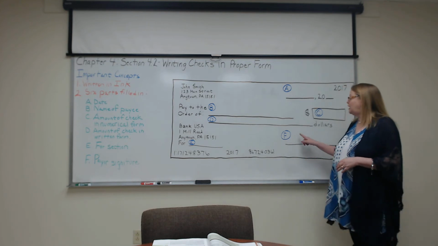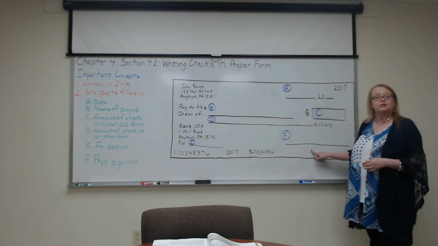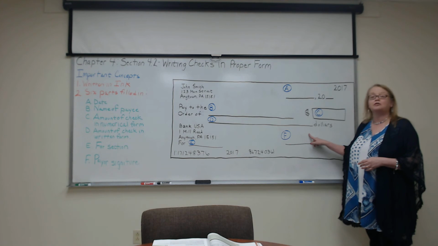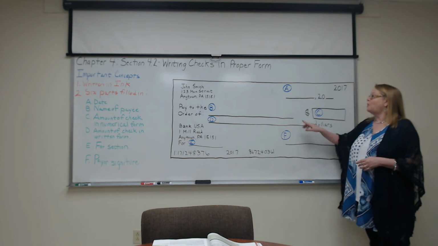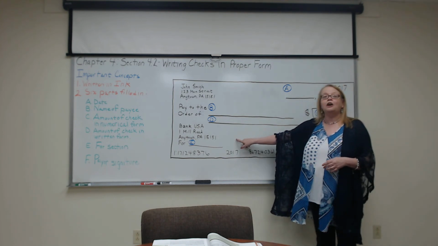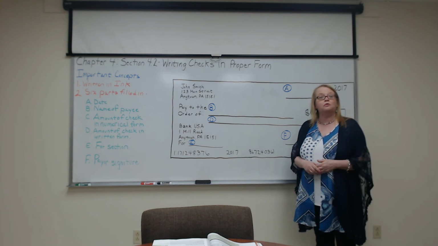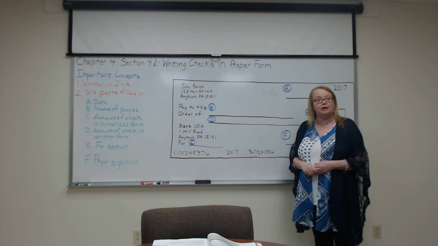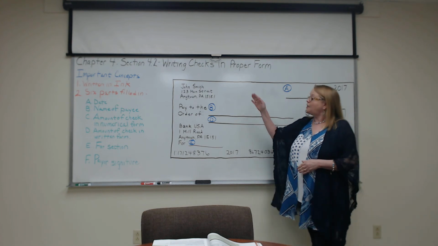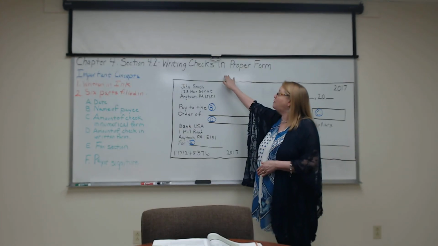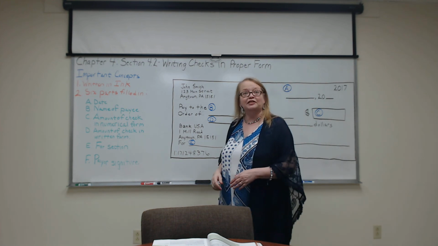And then finally, F, you have to make sure that you sign the check. This is where the payer signature goes. All of these, except for E, are required in order for you to write a check, and the person will be able to take it to the bank and cash it. So that highlights all the information from Section 4.2, Writing Checks in Proper Form.